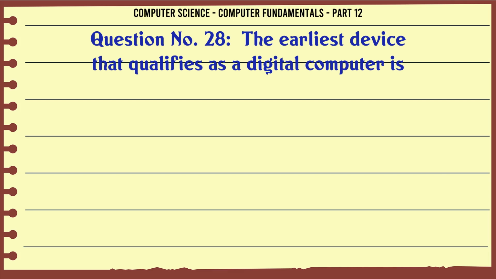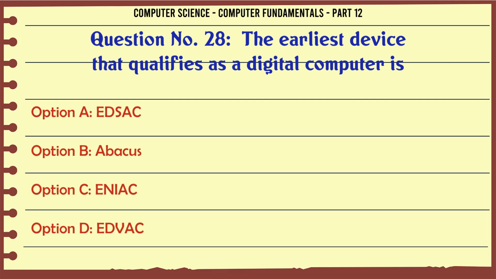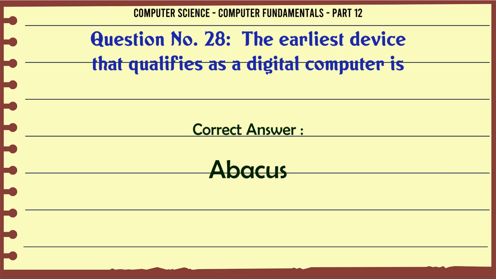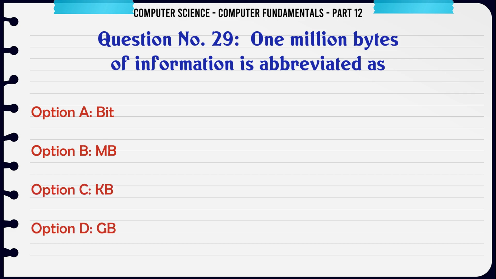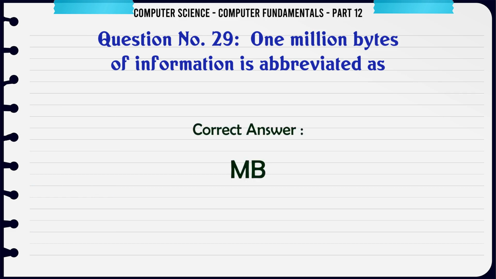The earliest device that qualifies as a digital computer is A. ASCII, B. Abacus, C. ENIAC, D. EDVAC. The correct answer is Abacus. 1 million bytes of information is abbreviated as A. Bit, B. MB, C. Kilobyte, D. GB. The correct answer is MB.